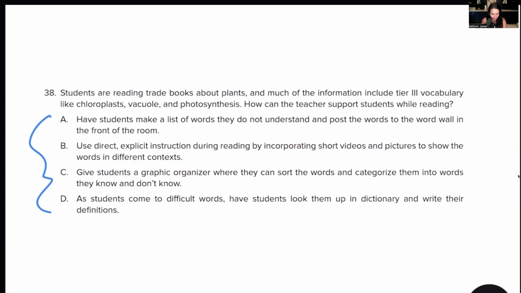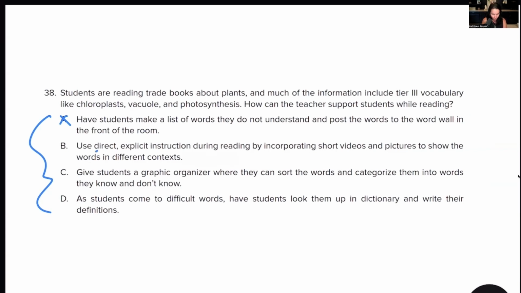A, have students make a list of words they do not understand and post the words to the wall in front of the classroom. All right, I don't love A only because it doesn't do anything to really help students. Make a list and then post them. What about evaluating them? What about looking them up? What about using them in context? A is not great, crossing it off.